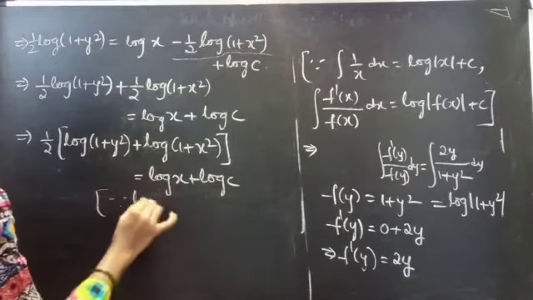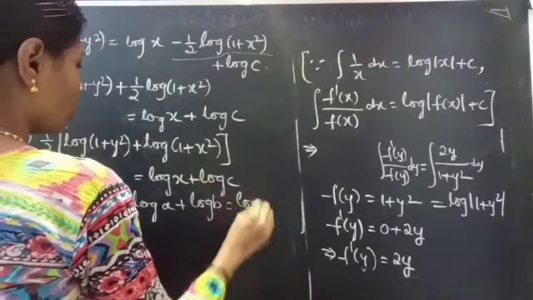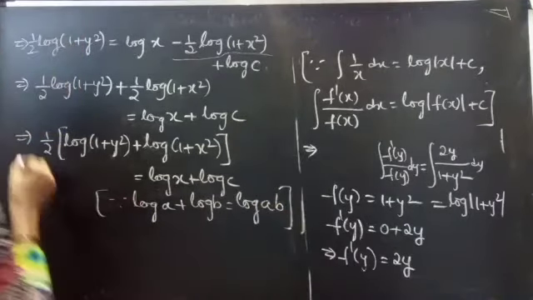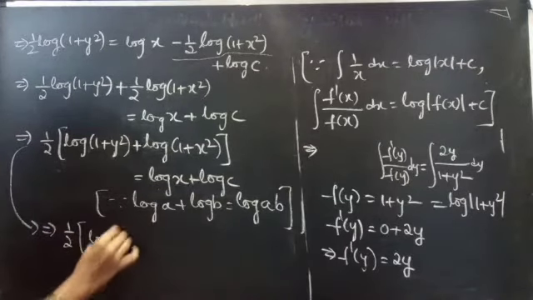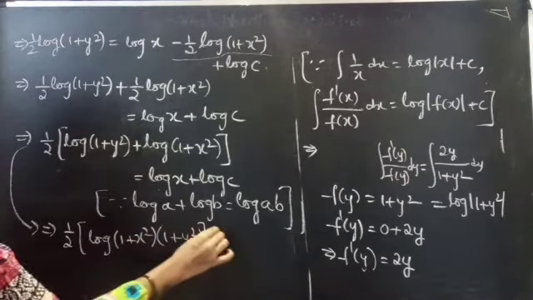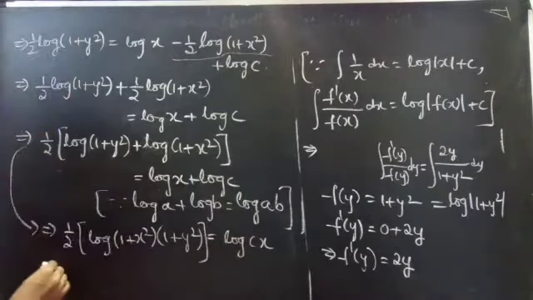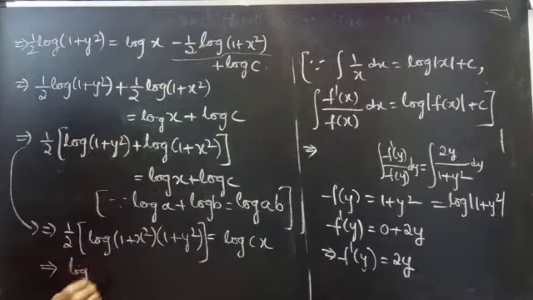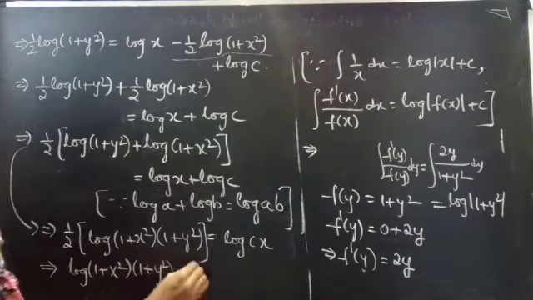Since log a plus log b equals log ab, then you could write this as 1 by 2 into log 1 plus x square into 1 plus y square equals log cx or xc. Okay? And again you could write this as log 1 plus x square into 1 plus y square equals 2 log cx.